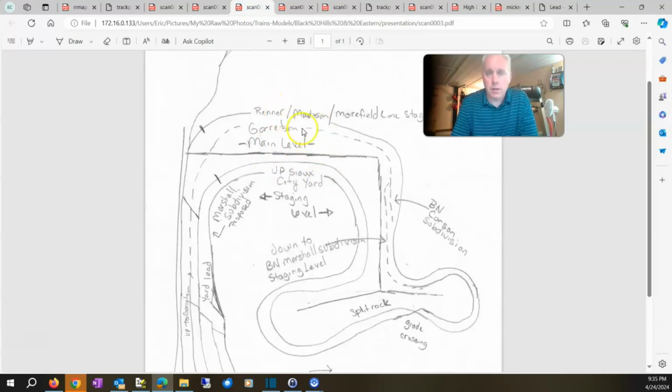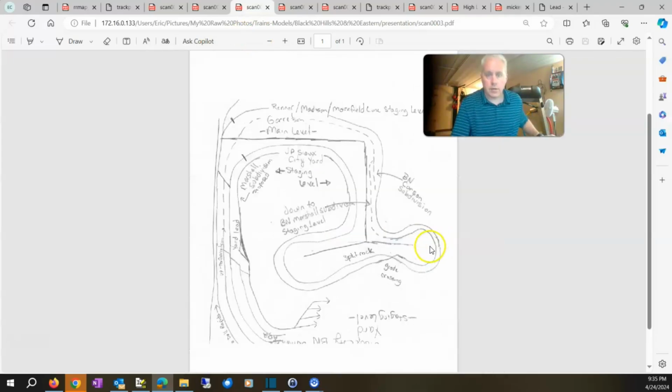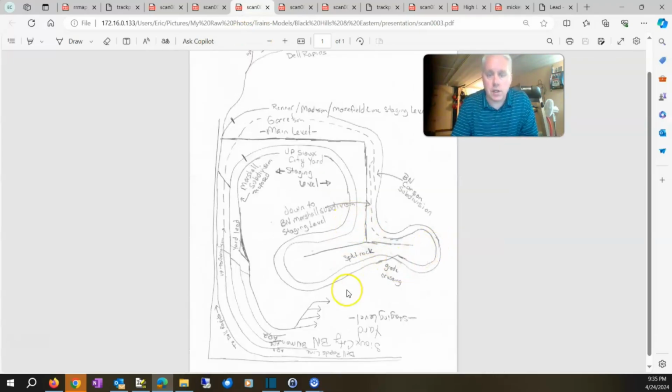Some more detail on the staging level. And I should bring that in just a little bit so you guys can see it. Sioux City down here, a yard lead, and then this broken line here is the line up to Garrettson. So that's a no-licks type ramp, a very gentle ramp. I think it's like a 1.5% or maybe not even that much to access Garrettson. And then this dotted line continues around as the Corson subdivision. And the rest of these unbroken lines are lines around staging.